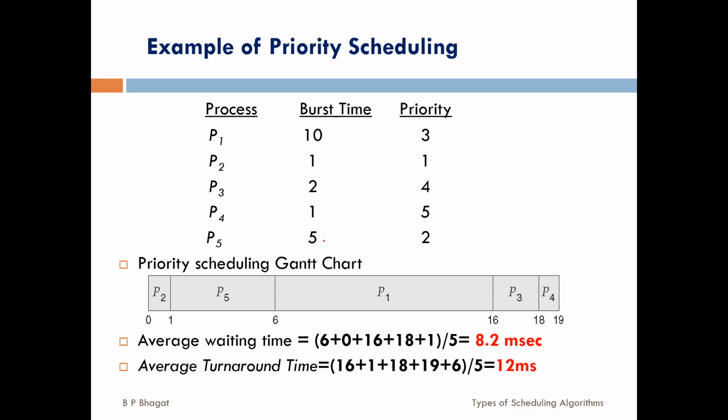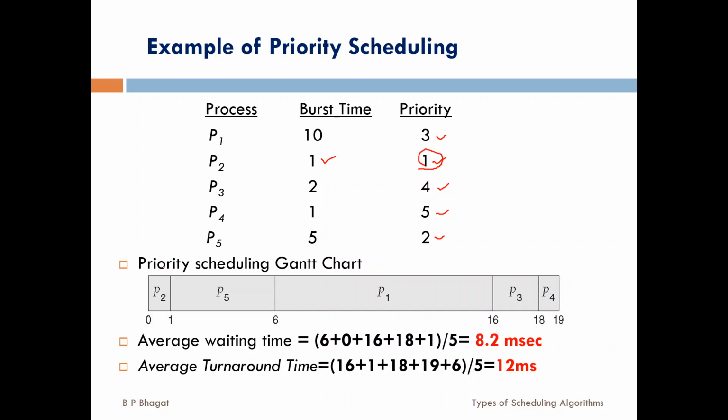Now let us discuss the example of priority scheduling. Here within our ready queue we have a total of 5 processes with priorities, 3 to process P1, 1 to process P2. So 1 is the highest priority, the smaller the number, the higher the priority. Then the second highest priority is to process P5, then to process P1, then to process P3, and later on P4. Now the process with the highest priority is P2 with the burst time as 1.